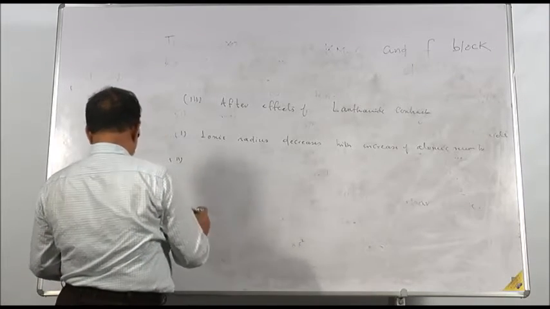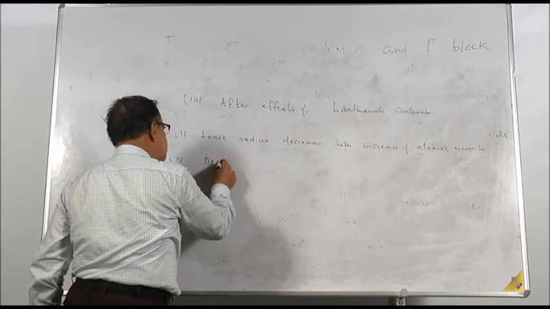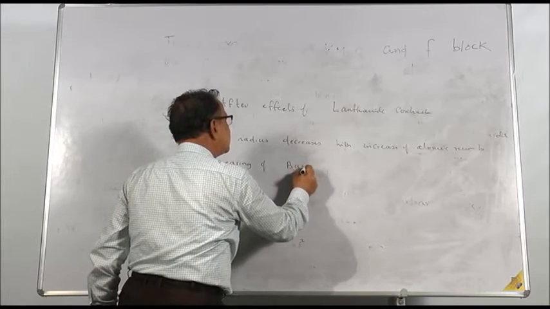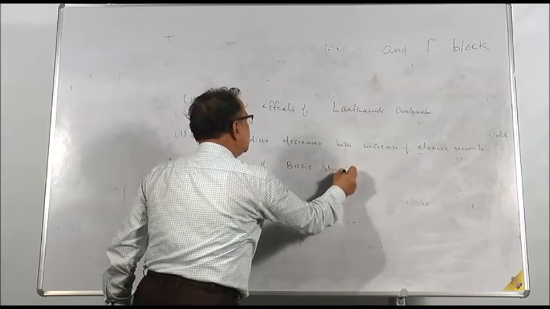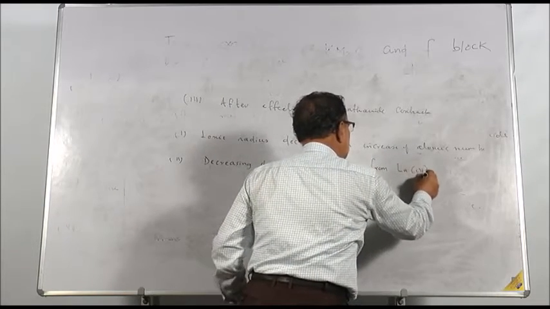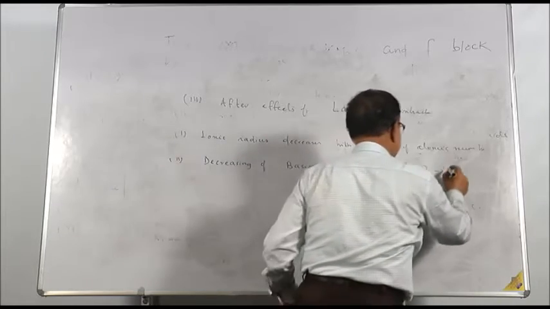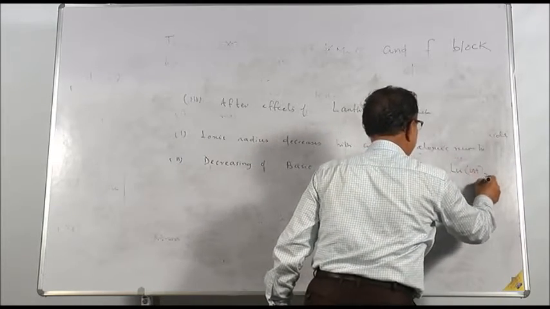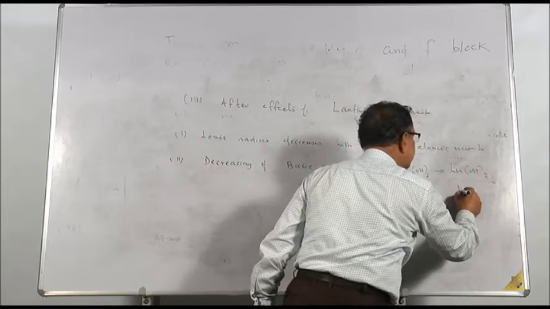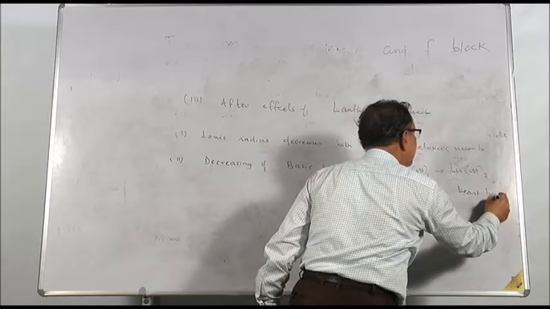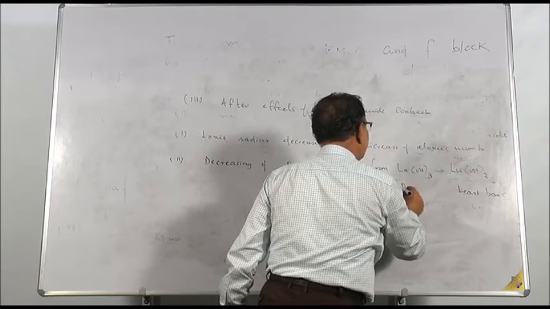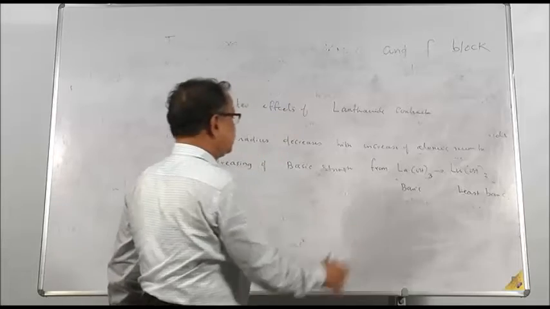Number two is the decreasing of basic strength from lanthanum hydroxide, La(OH)3, to lutetium hydroxide, Lu(OH)3. Lutetium hydroxide is the least basic. La(OH)3 is more basic. So basicity gradually decreases as the size decreases, according to Fajans' rule.